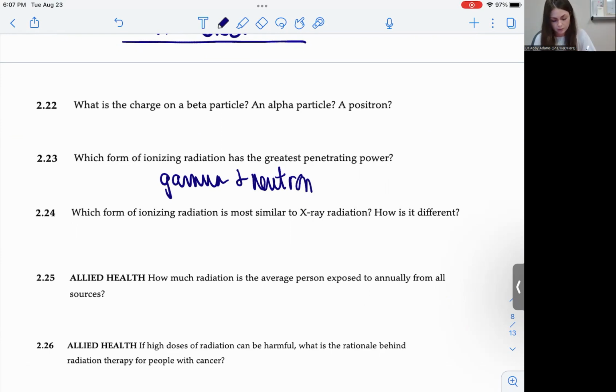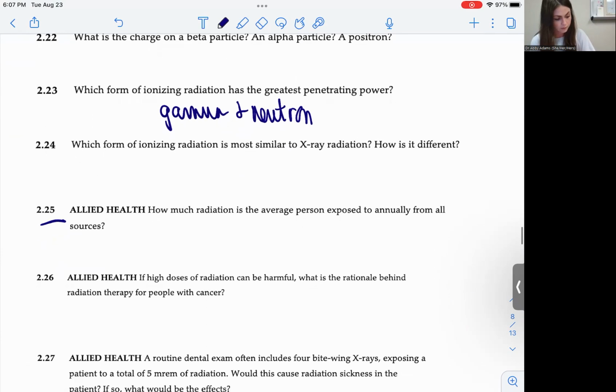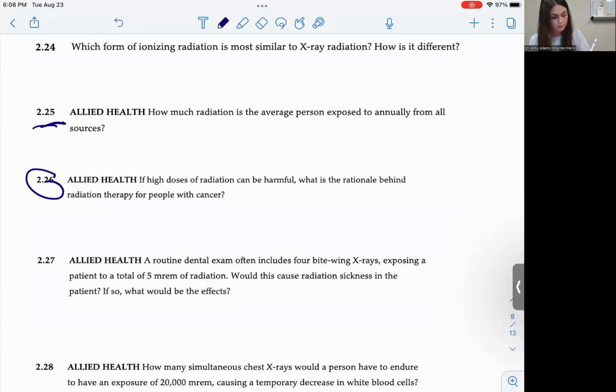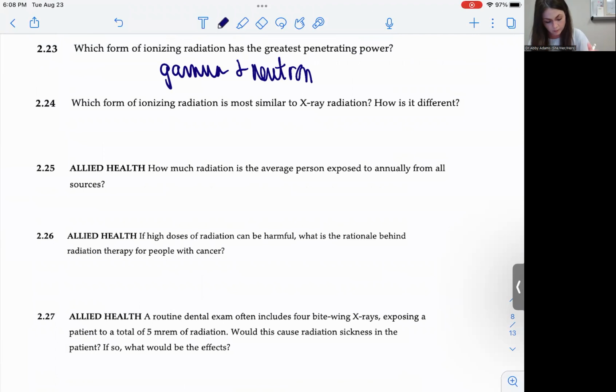So 2.5, how much radiation is the average person exposed to annually from all sources? Let's see. Well, we're going to skip over that one and do 2.6. Actually, no, we're going to do 2.25.